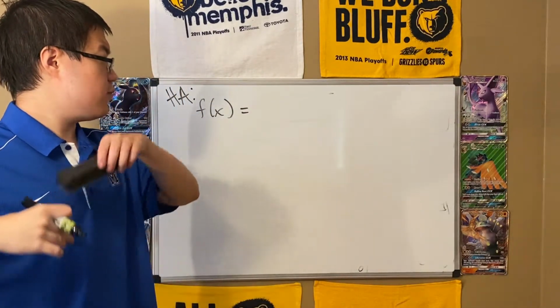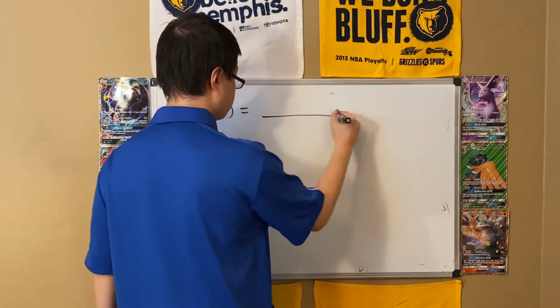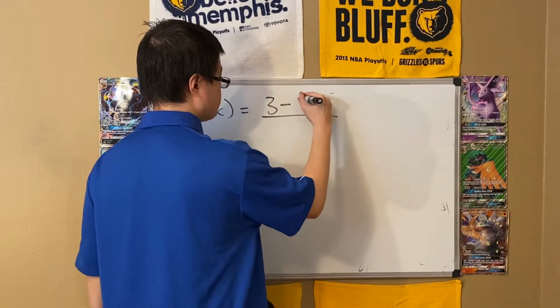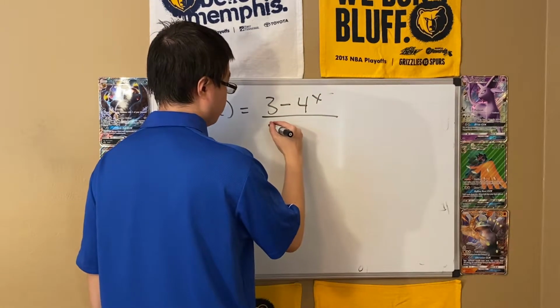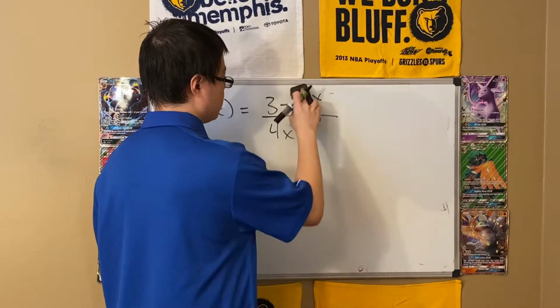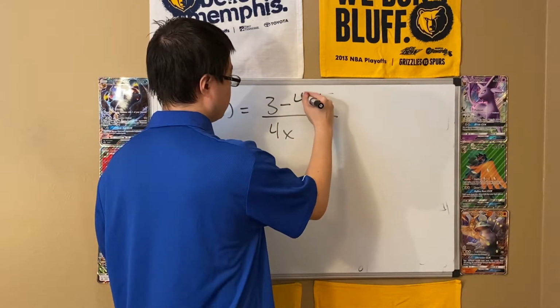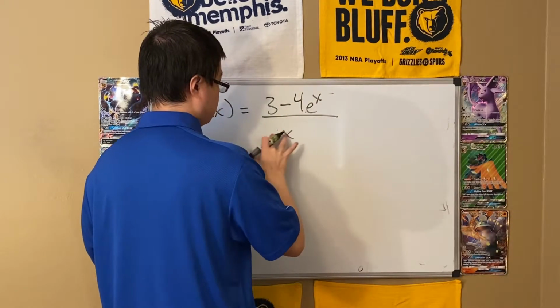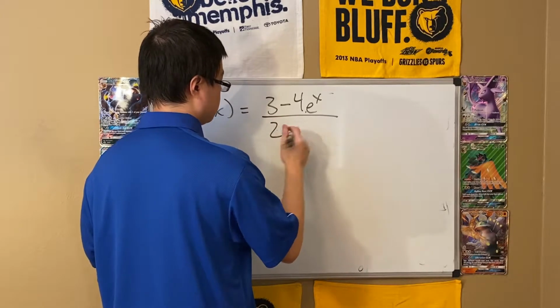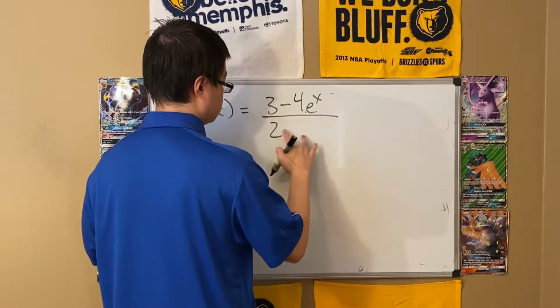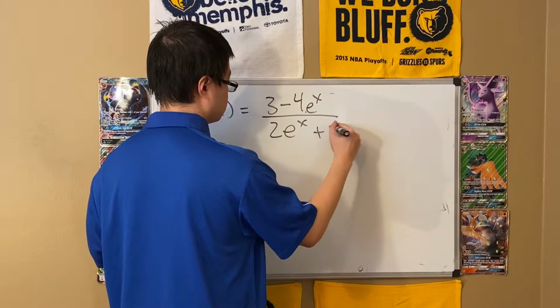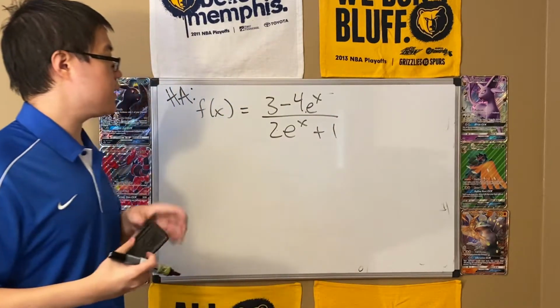So the next function I want to do is 3 minus 4 to the x over 4 to the x. No, let's not do 4 to the x. Let's do 4e to the x. And then let's do 2x e to the x. Sorry about this. Plus 1. So this is going to be the function we're going to do.